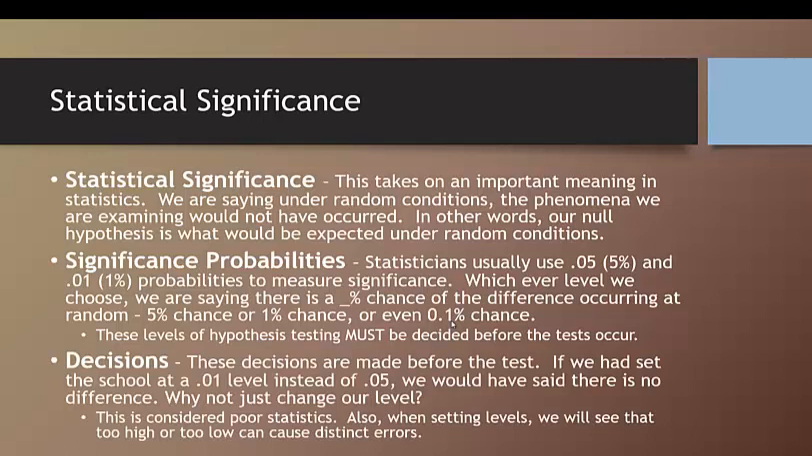So then these decisions are made before the test. If we set the school level at 0.01 instead of 0.05, we would have said there was no difference between our students and all students in the country. If we had set the in-school level at 0.1, 10%, instead of 0.05, we would have said there was a significant difference between the statistics students and all students in the school. So why not then, after we run the test, just change what our significance level is? This is actually considered poor statistics, okay?